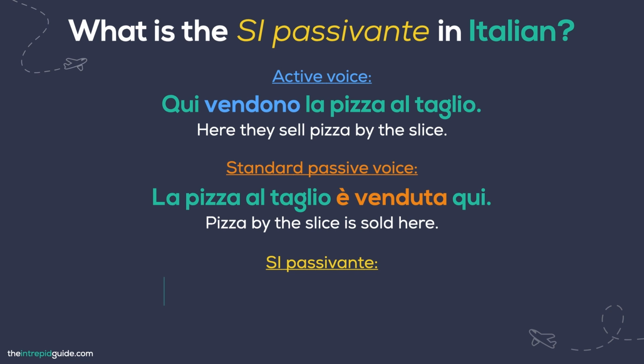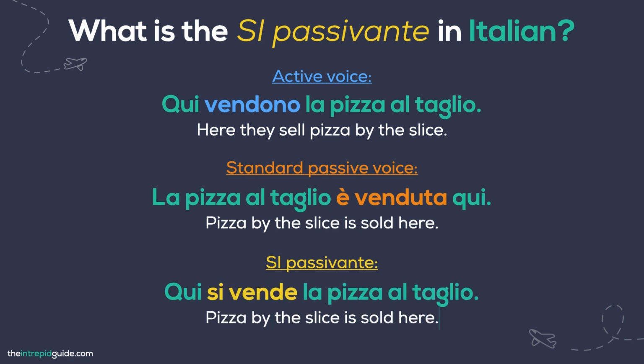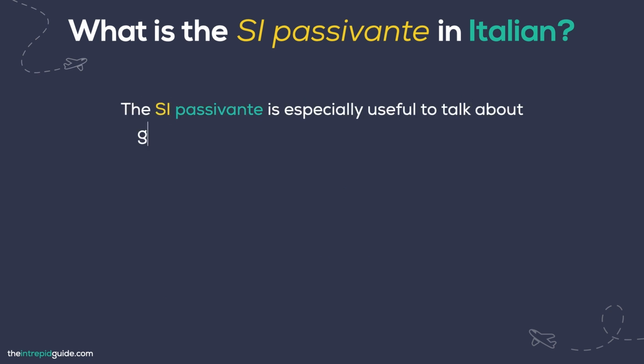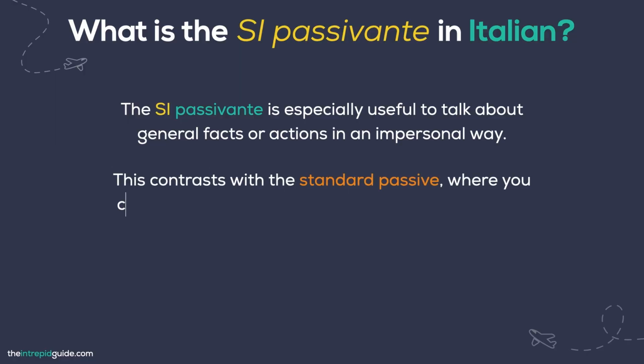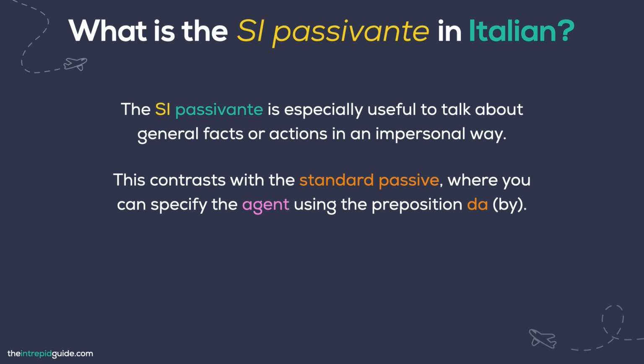It's a more natural, fluid way to express the passive voice, and it's formed by using the pronoun si combined with the verb conjugated in the third person, either singular or plural. Here's how it works with the same example. "Qui si vende la pizza al taglio." Pizza by the slice is sold here. The Si Passivante is especially useful to talk about general facts or actions in an impersonal way because this construction doesn't mention who is doing the action. This contrasts with the standard passive, where you can specify the agent by the preposition da, by.